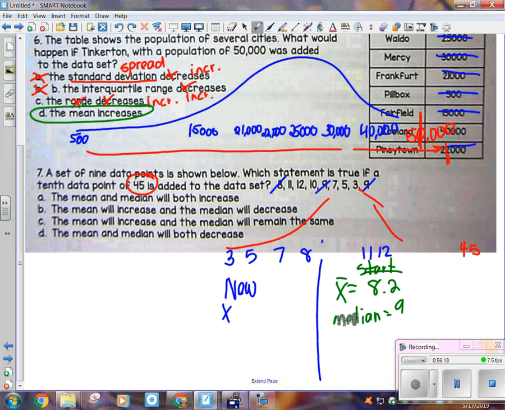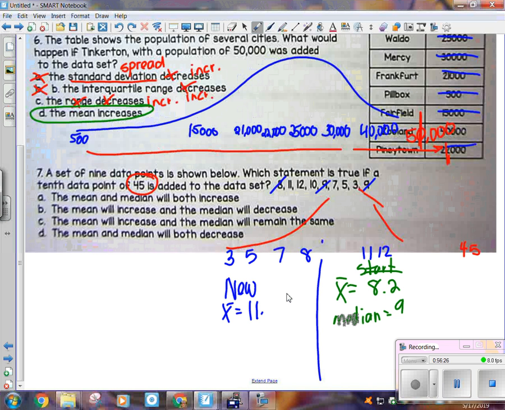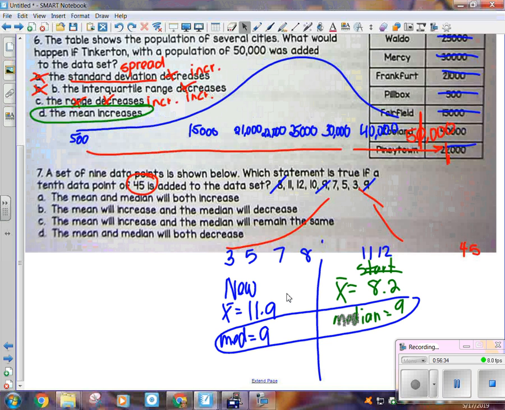So these are my new numbers after I added: 11.9, and the median is 9. What do you notice about the median? Remember, that's the middle number when they're lined up lowest to highest. So the median did not change at all, but the mean did change.